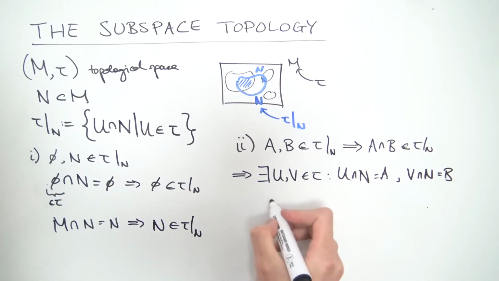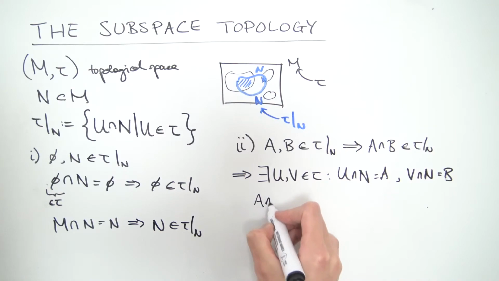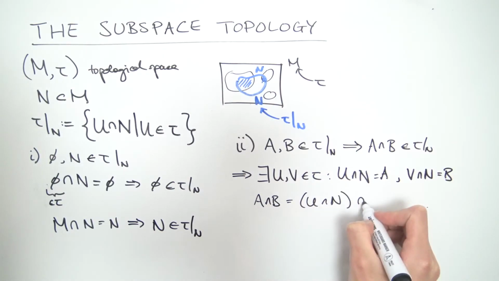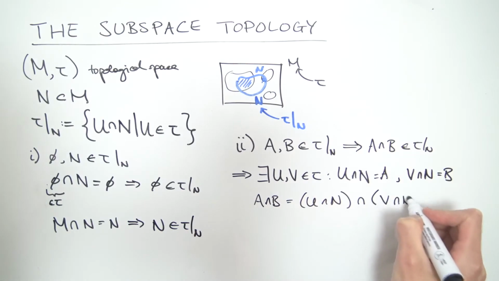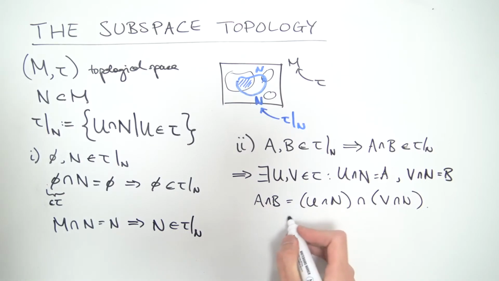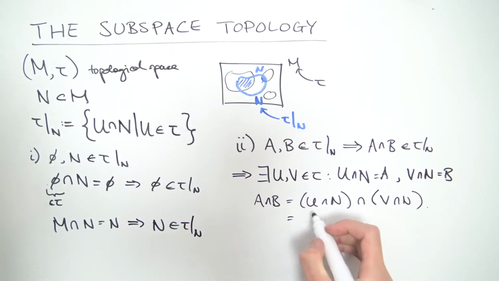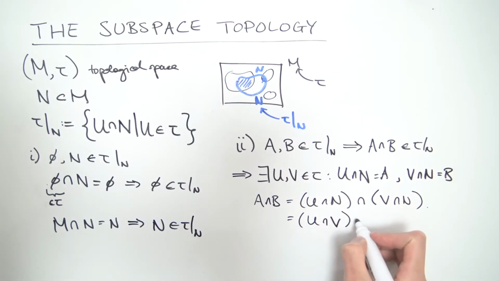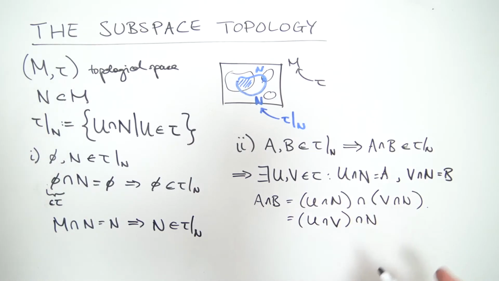So if we were to write this all out, what we could do now is take A and intersect it with B, and notice that this becomes U intersected with N, intersected with V intersected with N. And since we have all these intersections over here, it doesn't really matter if we reshuffle everything a little bit. We can put this U and this V next to each other, so we can have U intersected with V, and so this whole thing intersected with N. And as you can see, U intersected V, as we showed in the other picture, we know since U and V are elements of the original topology, this also must be an element of our topology.